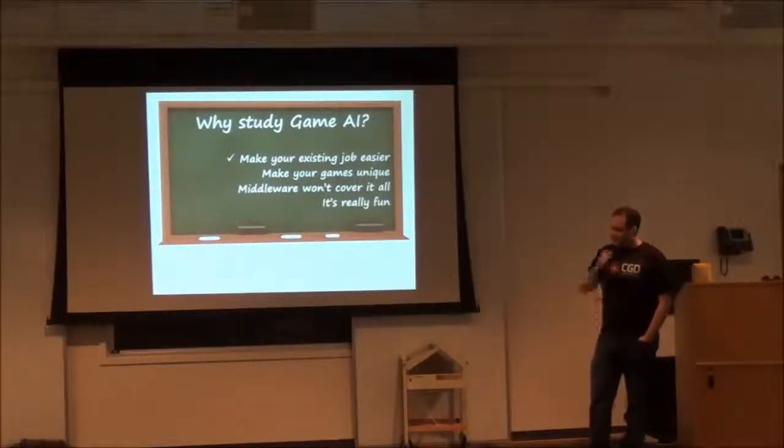Another thing is that since AI is so specific to your title, AI middleware can't cover everything. There are some things that AI middleware is really good at, like pathfinding, and then there are other things that you just have to roll your own no matter what you do. Or if you use a middleware, you have to specify so many parameters for it that you might as well almost do your own. So you really have to know what you're doing.